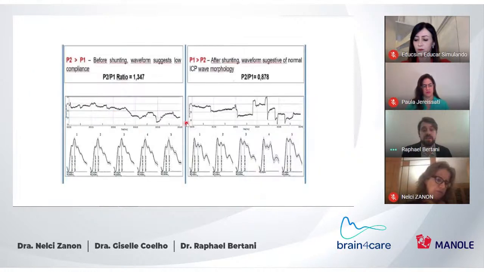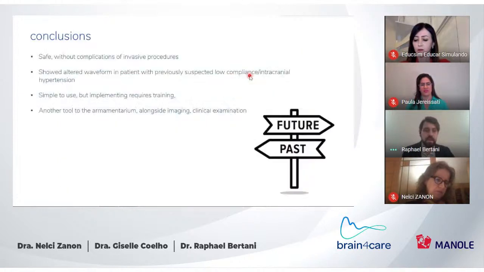This is just an example. We show the P2-P1 ratio of one of the patients before surgery, and right after, we can see the difference in the waveform, with a very high P2 peak, and then reverting to normal with a higher P1, followed by P2 and P3, and a much more normal looking ratio.